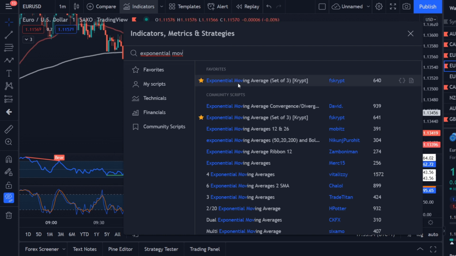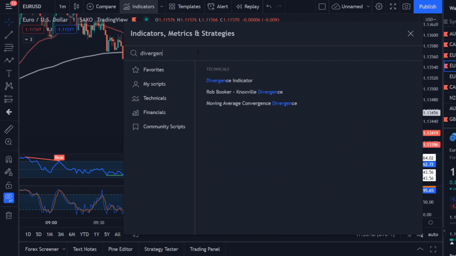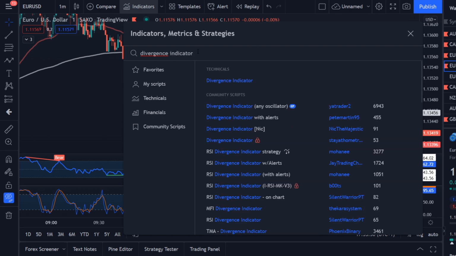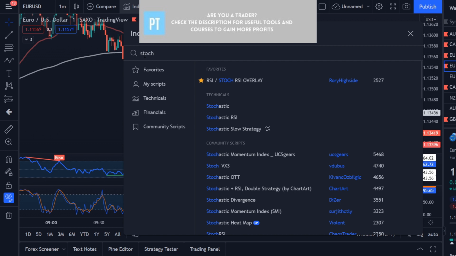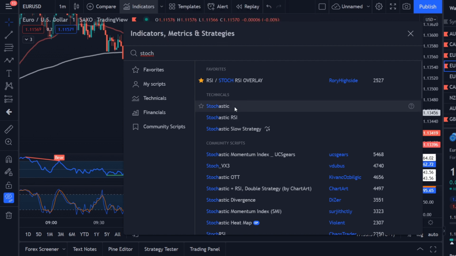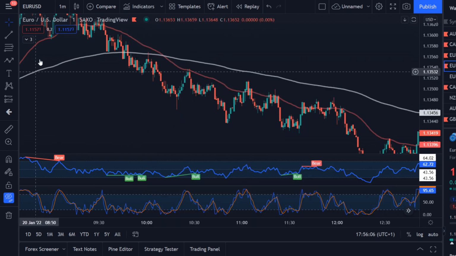So I use this one, exponential moving average set of 3 by FOREX. Then you click once, then you look for a divergence indicator over here. You also click on that one, and then finally you can use the stochastic, and you also click once on this indicator over here, and that's basically what you have.